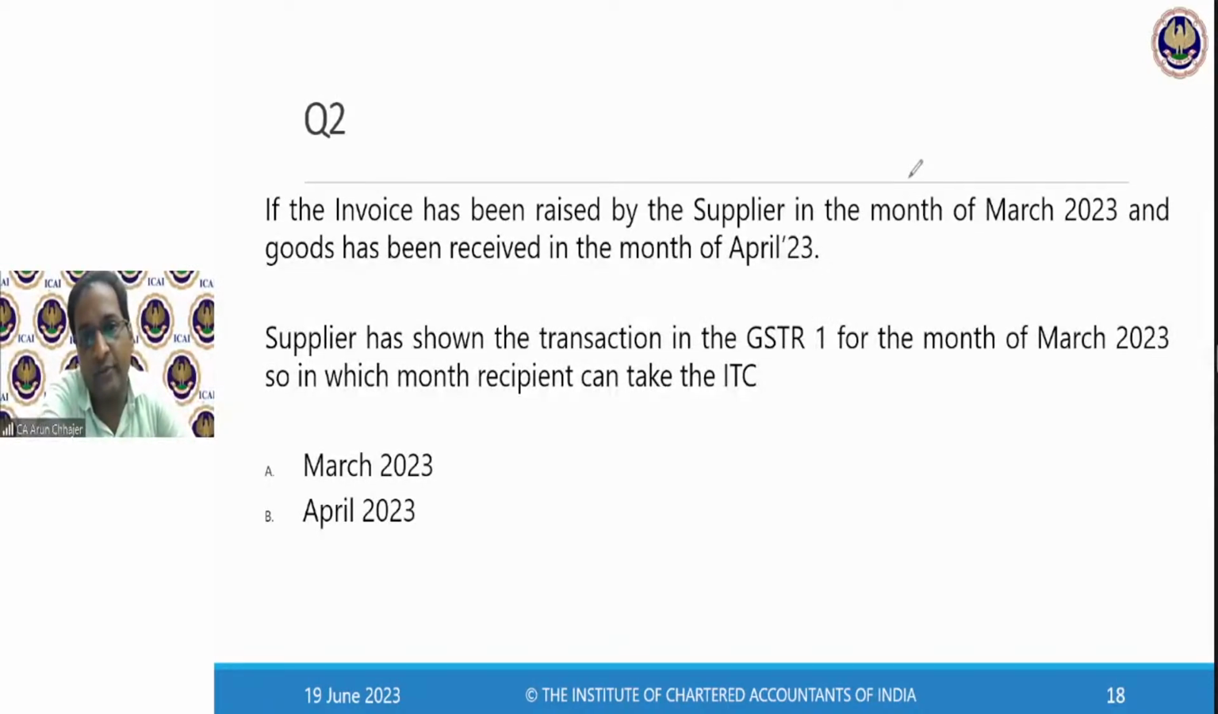Next question. If the invoice has been raised by the supplier in the month of March and goods have been received in the month of April, the supplier has shown this transaction in GSTR-1 in the month of March, and it is appearing in GSTR-2B of the recipient in the month of March, in which month can the recipient take the input tax credit, March or April? Please give the answer along with the reason.